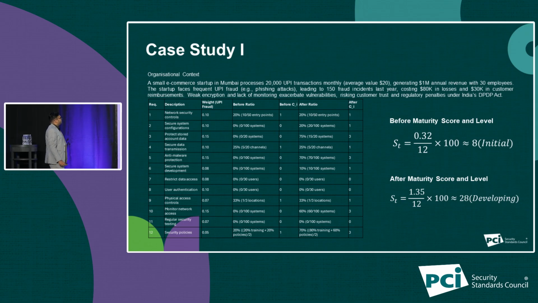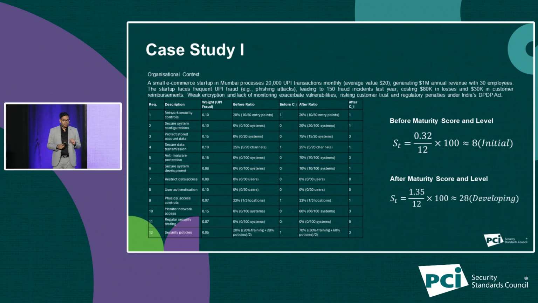A small e-commerce startup in Mumbai processes 20,000 UPI transactions monthly, average value of $20, generating $1 million of revenue with 30 employees. The startup faces frequent UPI fraud, for example phishing attacks, leading to 150 fraud incidents last year, costing them $80,000 in losses and $30,000 in customer reimbursements. Weak encryption and lack of monitoring are exploitable vulnerabilities, risking customer trust and regulatory penalties under India's DPDP Act.